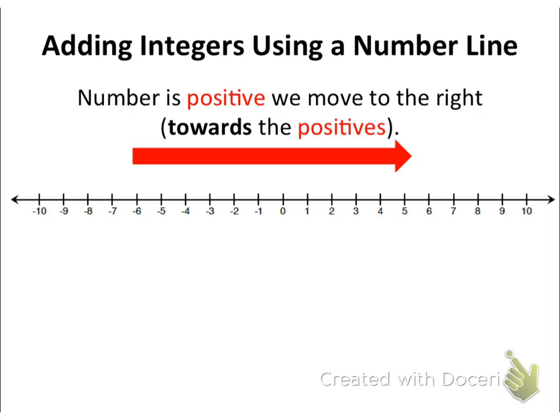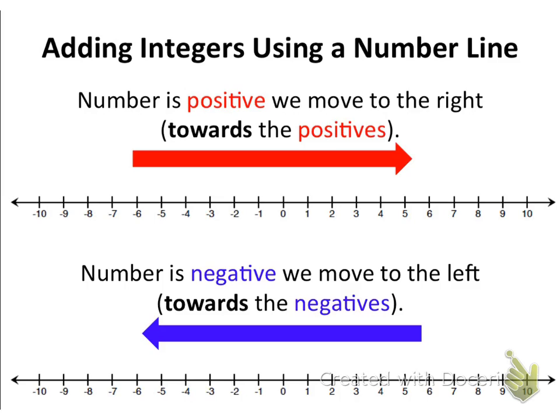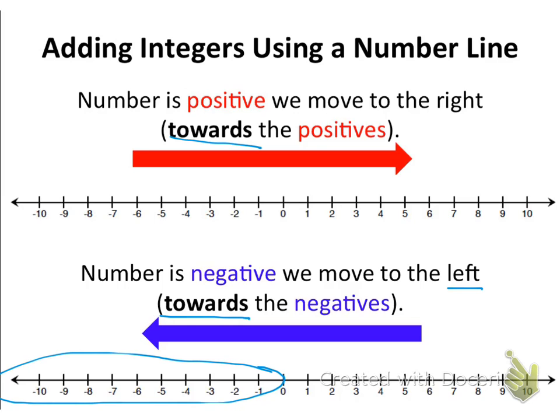The first thing you need to know about adding integers using the number line is that when we're adding positive integers, we always move to the right, so towards the positives on our number line. Here are the positives, and when we're adding positives, we move towards them. The same can be said about the negatives. So when a number is negative and we're adding a negative, we move to the left, towards the negatives. So this is true for adding, that we're moving towards whichever direction matches the sign of the number we have, or the sign of the addend.